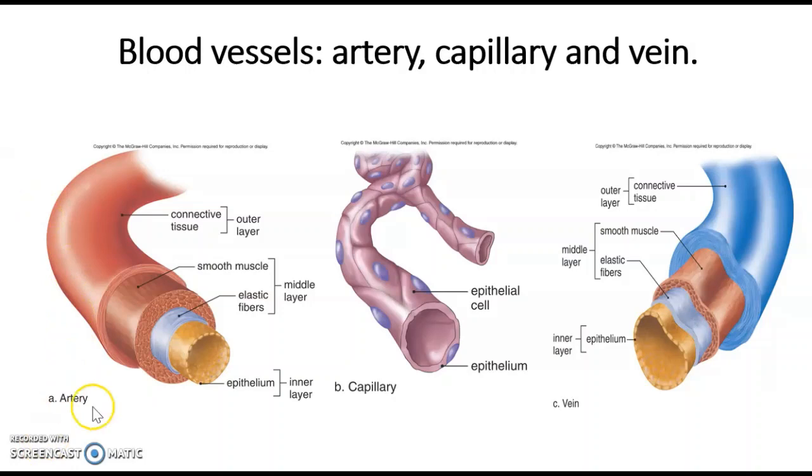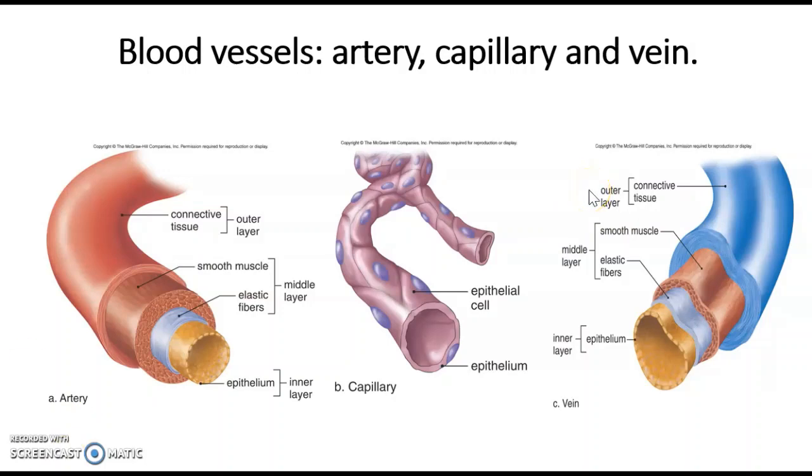Capillaries connect the arteries to the veins. The arteries deliver the oxygen-rich blood to the capillaries, where the actual exchange of oxygen and carbon dioxide occurs. The capillaries then deliver the waste-rich blood to the vein for transport back to the lungs and the heart.